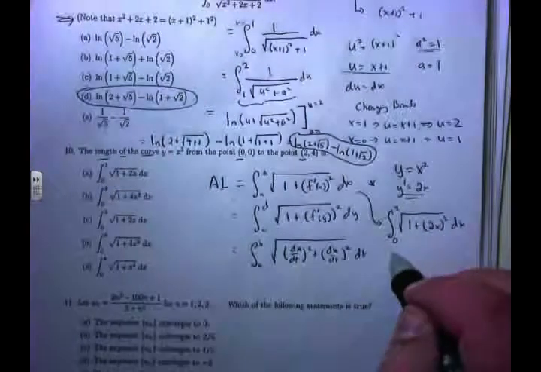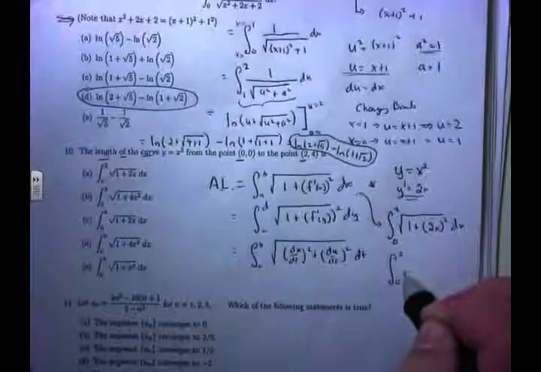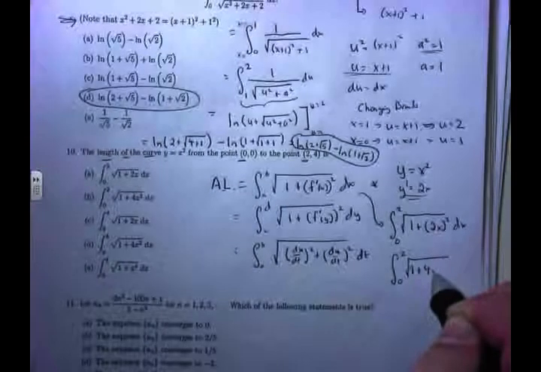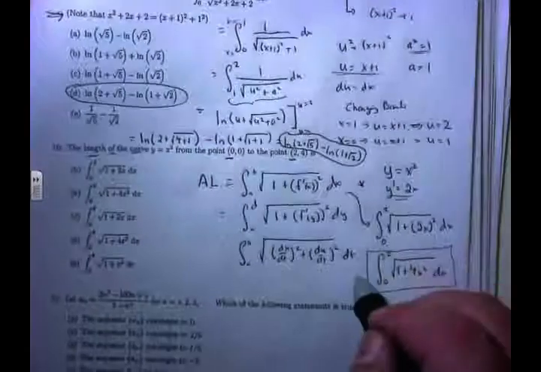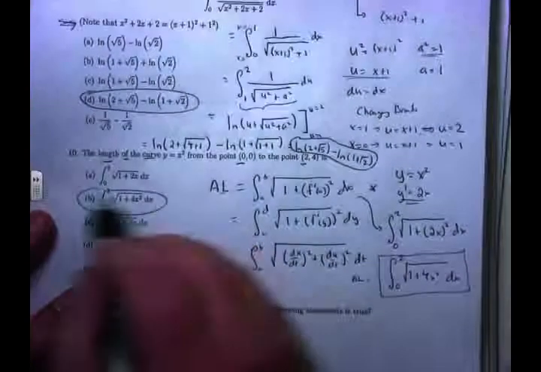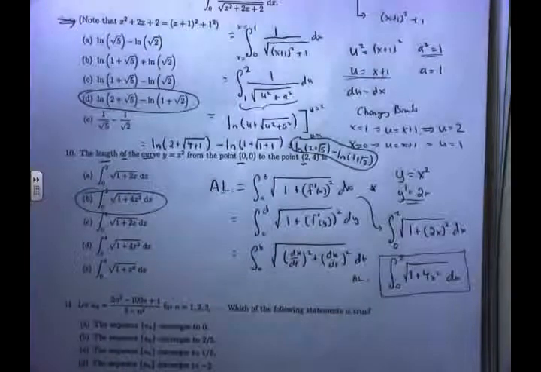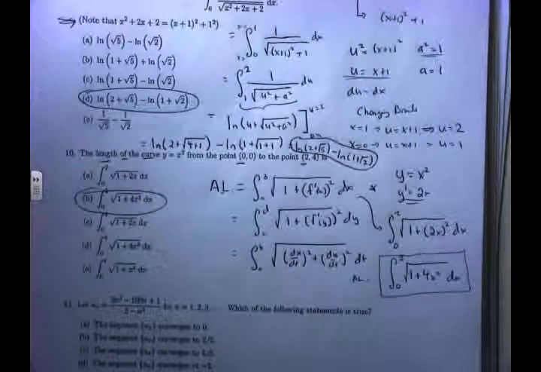2x quantity squared is 4x squared. So this is the integral from 0 to 2 of the square root of 1 plus 4x squared dx. There's my answer for arc length, which is equal to, answer clearly is going to be B. Does that make sense?